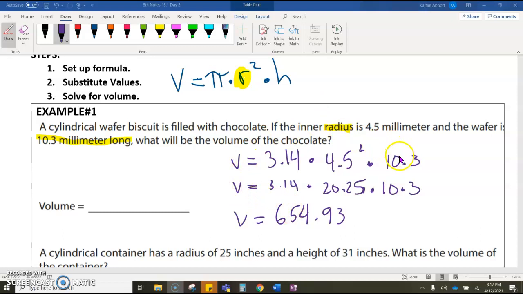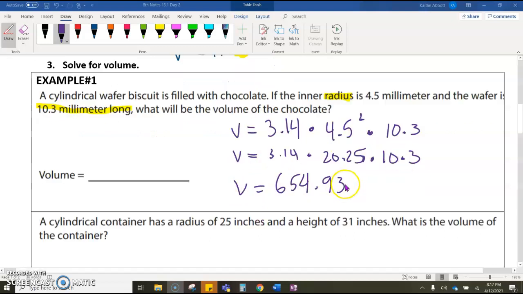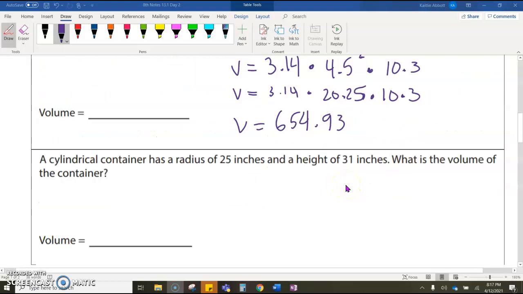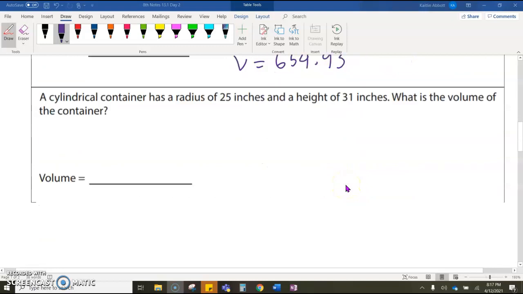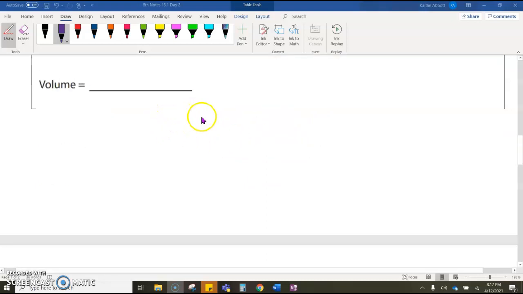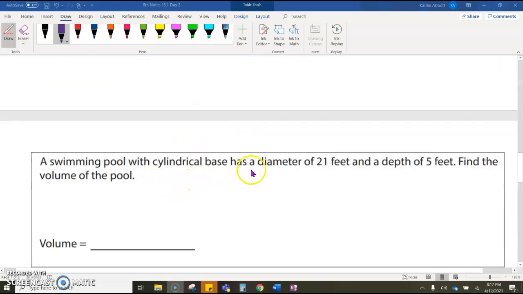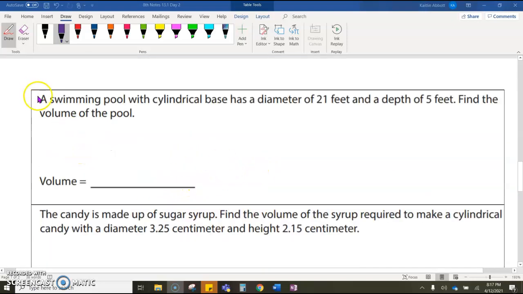Let's try another one. These other ones are on your Nearpod, so if you're on Nearpod right now, take your time, go get this done. We'll do this together. If you're watching this on your own, then go watch us do this. Actually, I want to do this one. Okay, it says a swimming pool with a cylindrical base has a diameter of 21 feet and a depth of 5 feet. Find the volume of the pool.